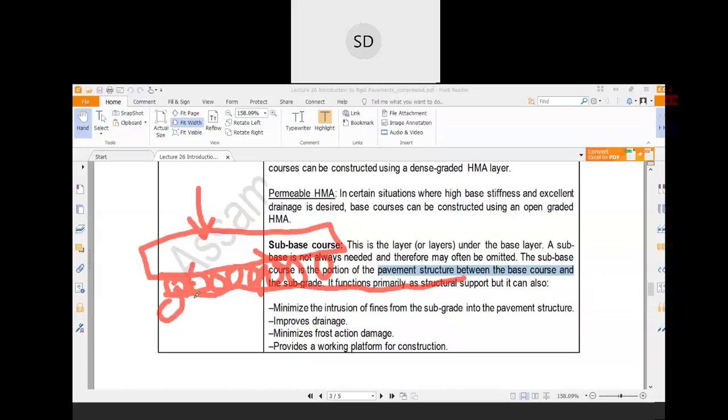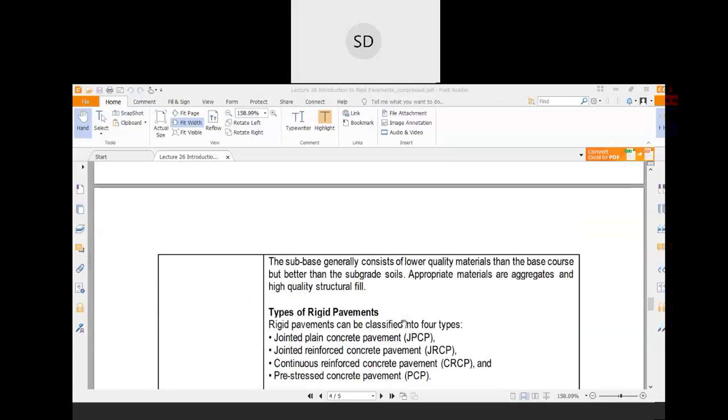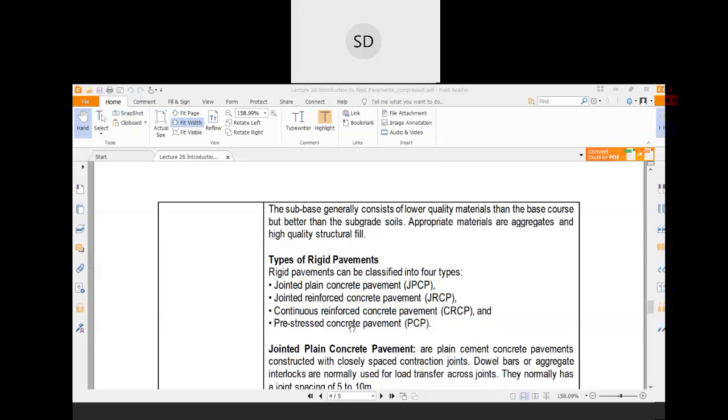So to minimize the effect of this penetration of the soil into the base courses, sometimes you can provide one additional layer of aggregates, and that is called your subbase course. Now this subbase generally consists of lower quality materials than the base course but better than the subgrade soil. Appropriate materials are aggregates and high quality structural fill.